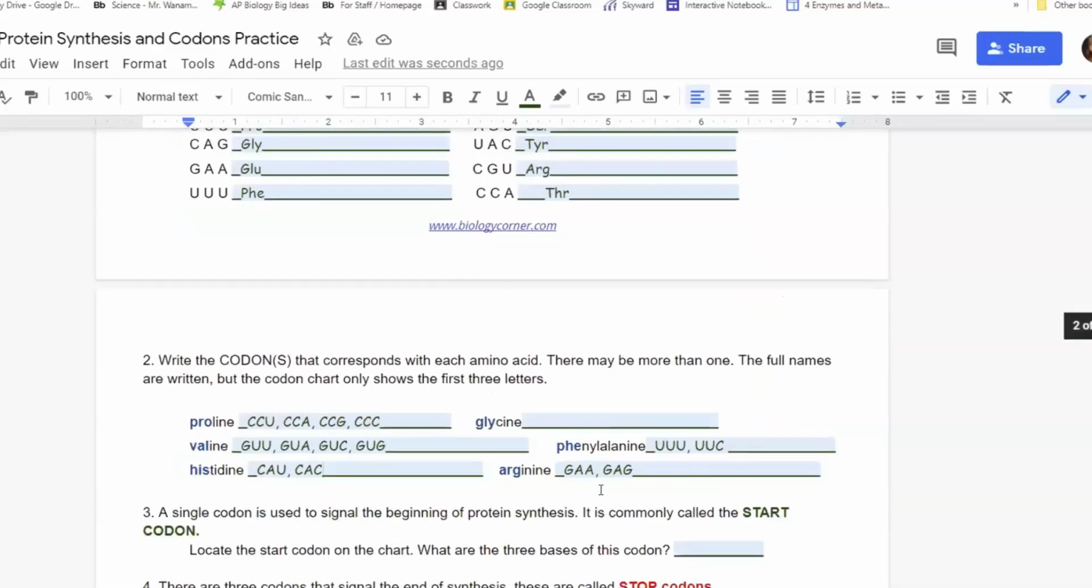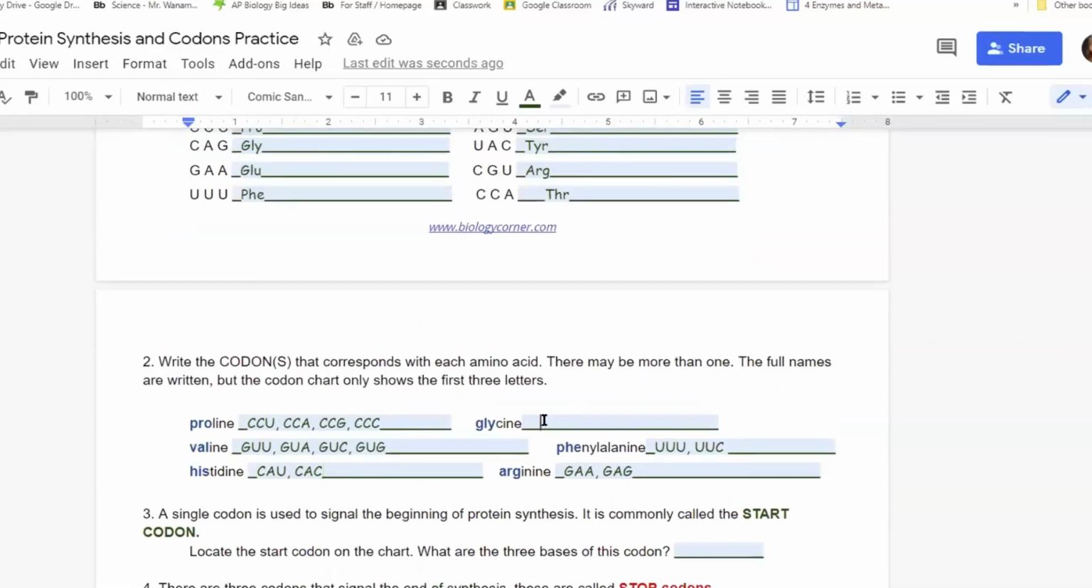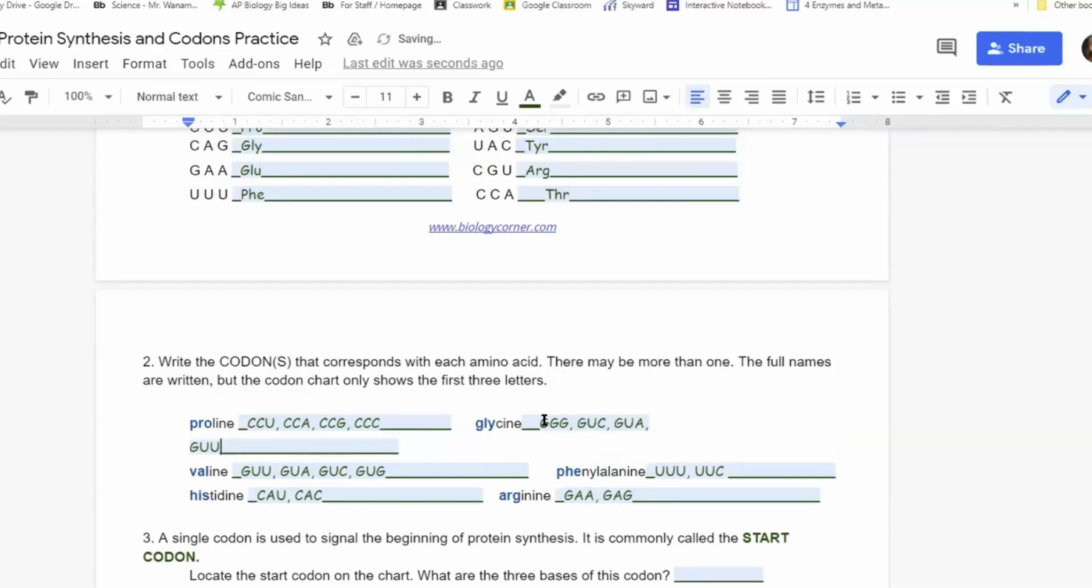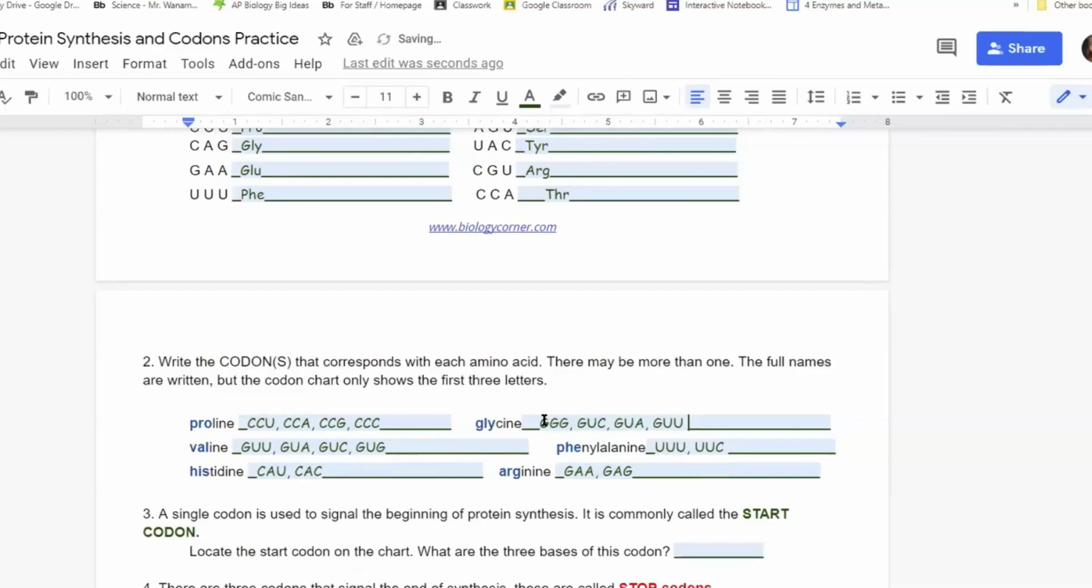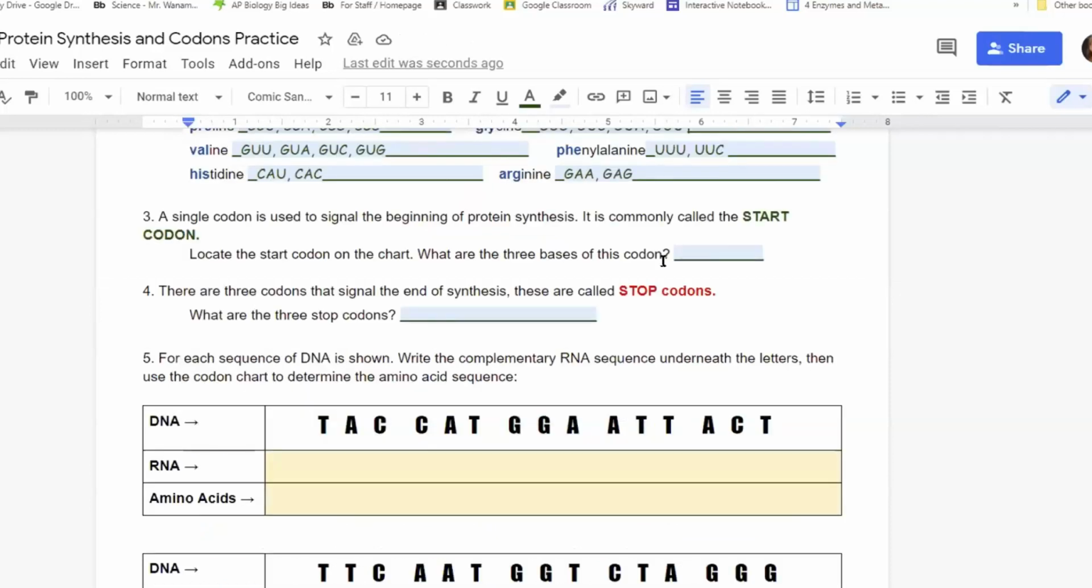Good job. Okay, so both of those are skills that you will use on Thursday's test. So speak now or forever hold your peace. Do you guys have any questions on how to do that? No. Okay, so the three letters come from, do they come from mRNA or tRNA?